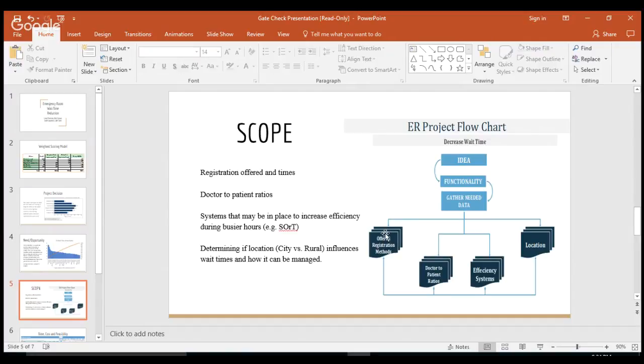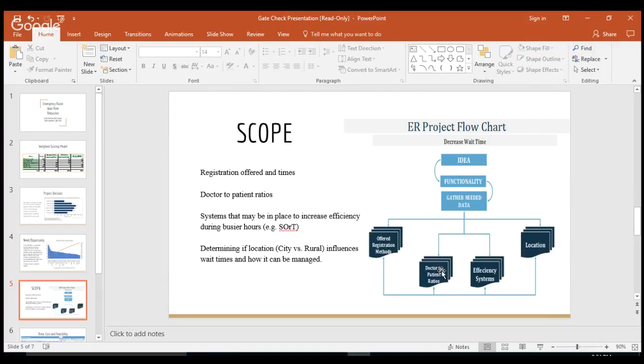So the first thing we wanted to look at, at the different hospitals that we interviewed, was what they offered for registration methods, meaning do they have online scheduling so that people with non-life-threatening illnesses would be able to schedule ahead of time to save that registration time in the facility once they got there.